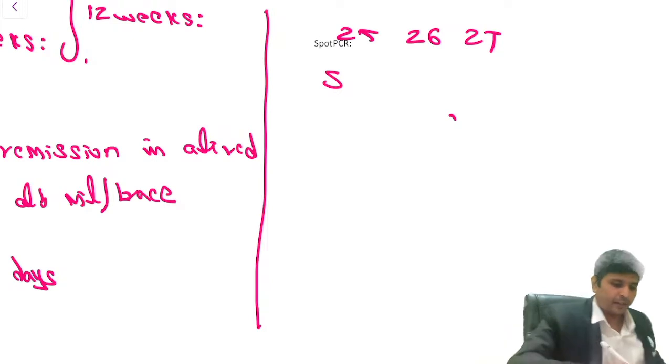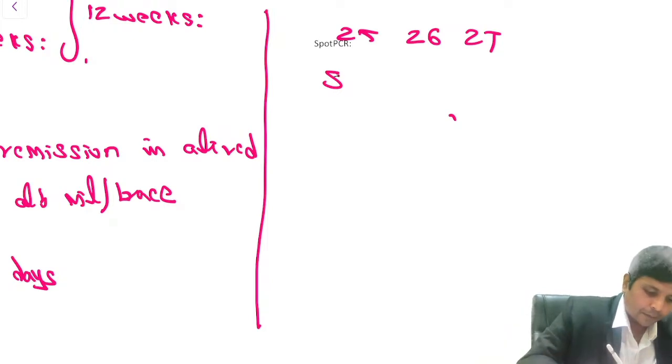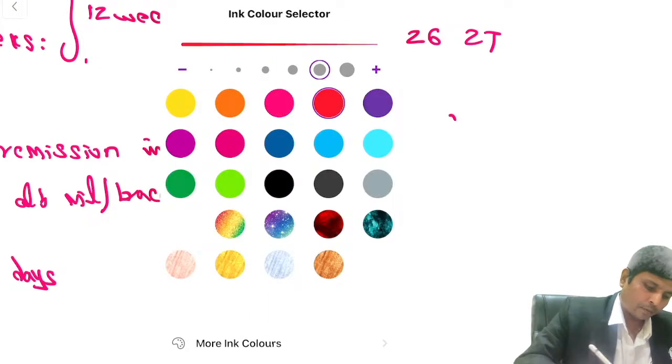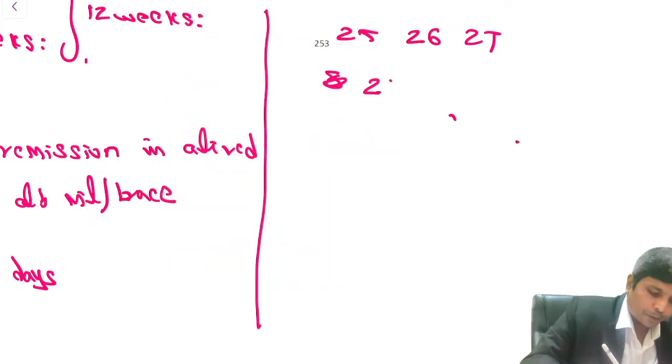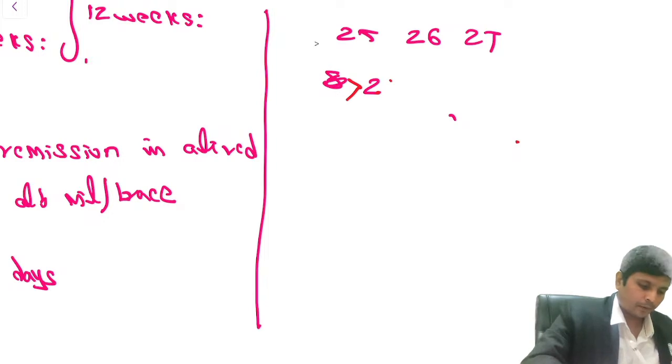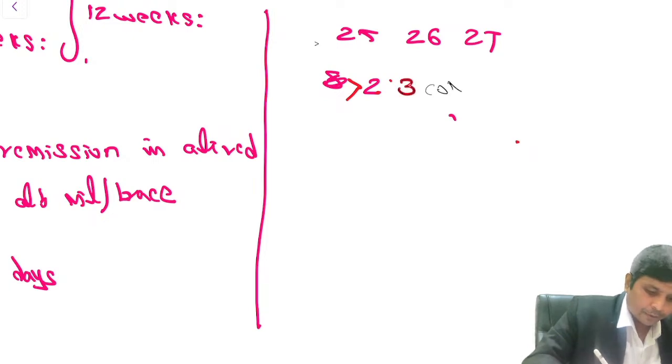So my spot PCR becomes 2 plus on 3 consecutive days. Spot PCR more than 2 on 3 consecutive days.